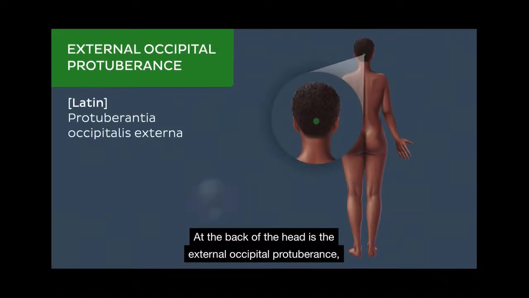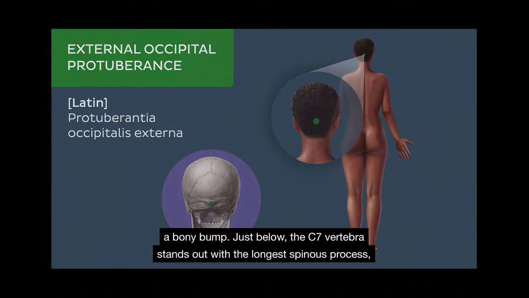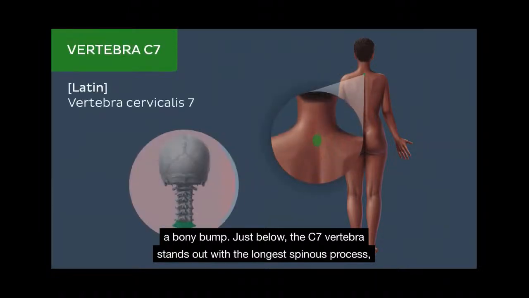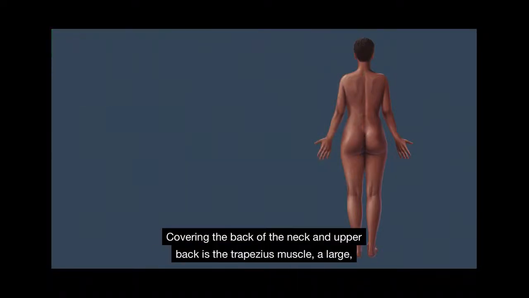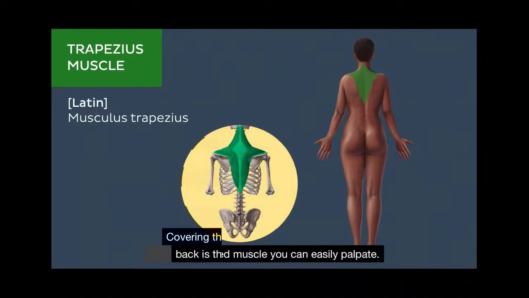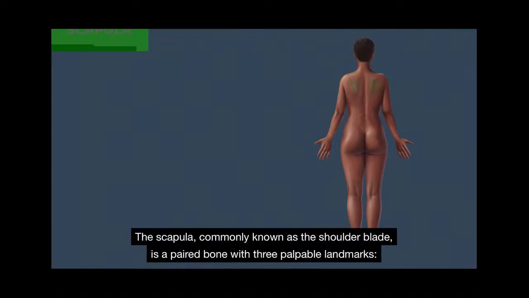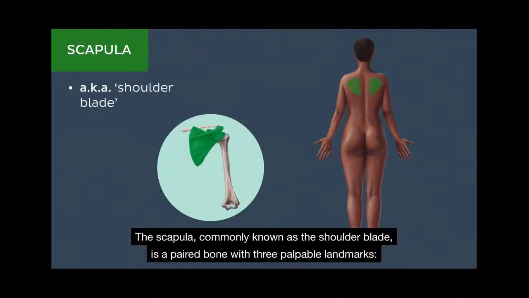At the back of the head is the external occipital protuberance, a bony bump. Just below, the C7 vertebra stands out with the longest spinous process, easily felt when you bend your neck forward. Covering the back of the neck and upper back is the trapezius muscle, a large diamond-shaped muscle you can easily palpate. The scapula, commonly known as the shoulder blade, is a paired bone with three palpable landmarks.